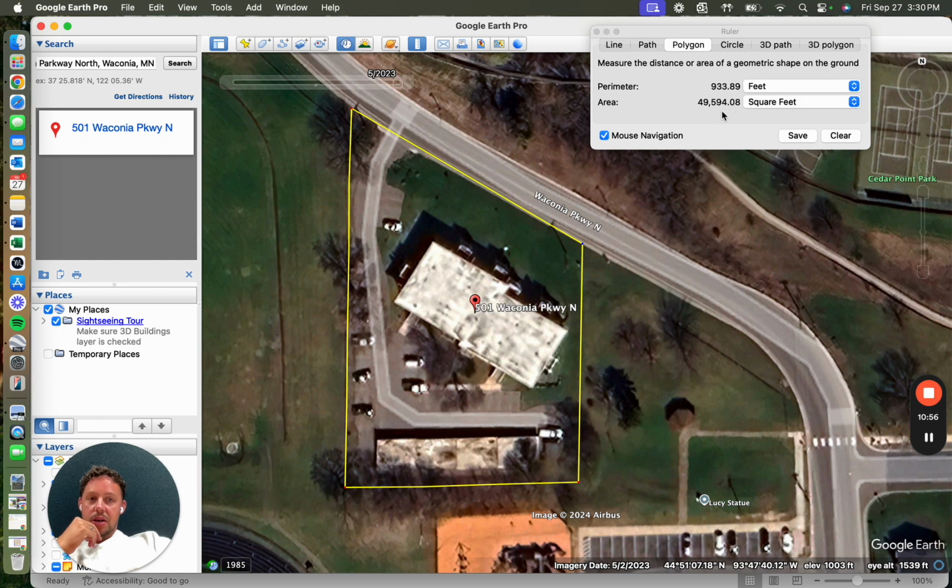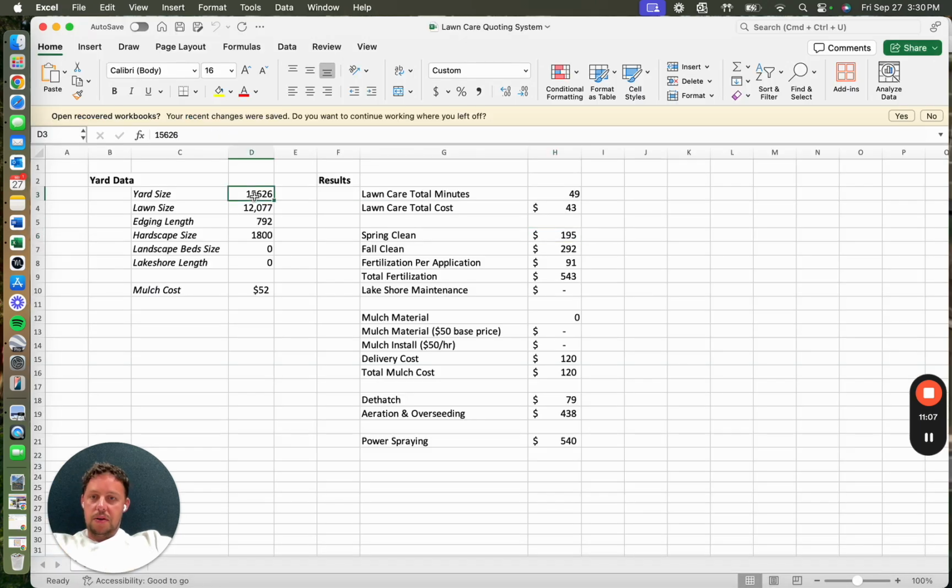All right, so right up here we see 49,594 feet. That's how big this lot is. So we head over to our Excel, put in 49,594. That's what we put in for our yard size. This is the whole yard.